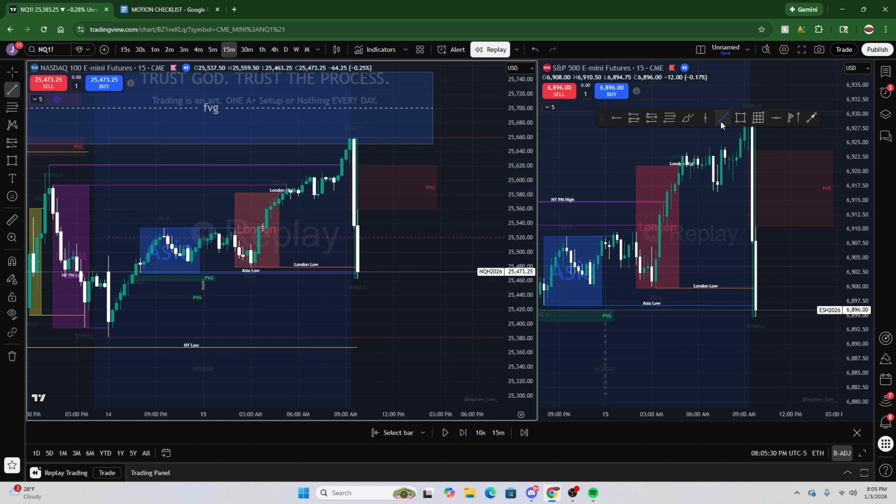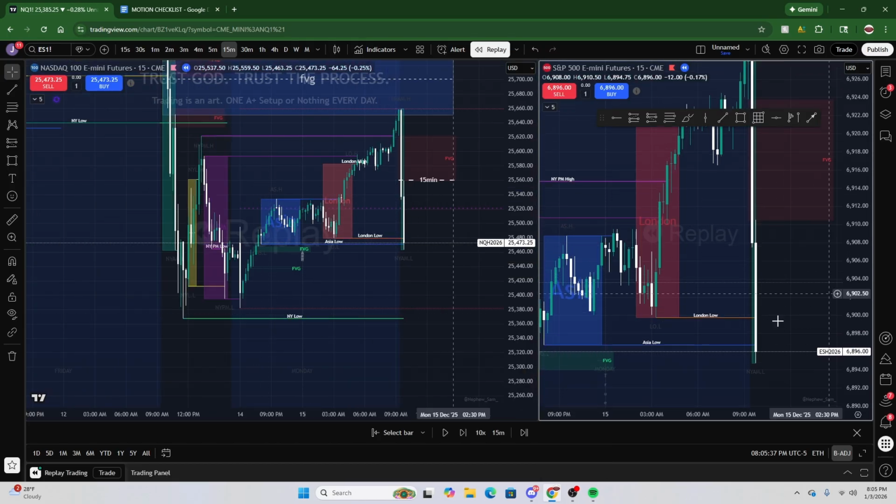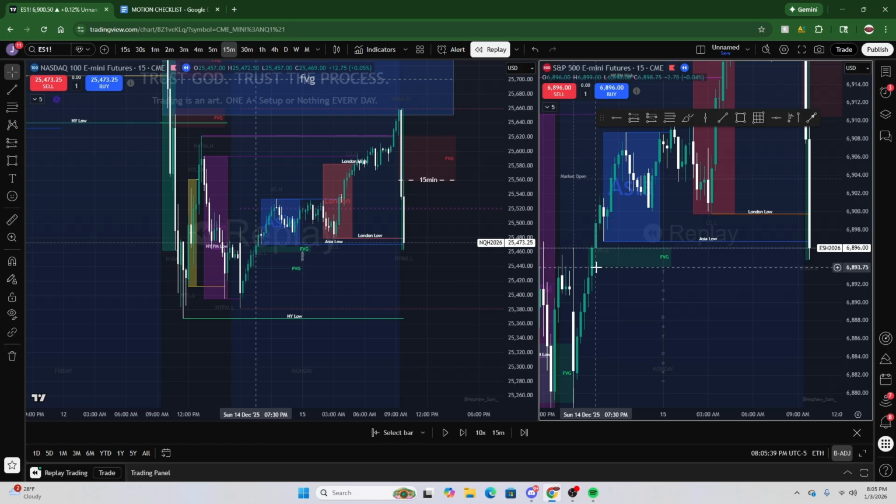Actually, let me just delete that and make it a... there we go. Okay, so do we have any external SMTs? Let's see. So we took out this low. Yes, we do, because on the 15 we tapped into this gap.